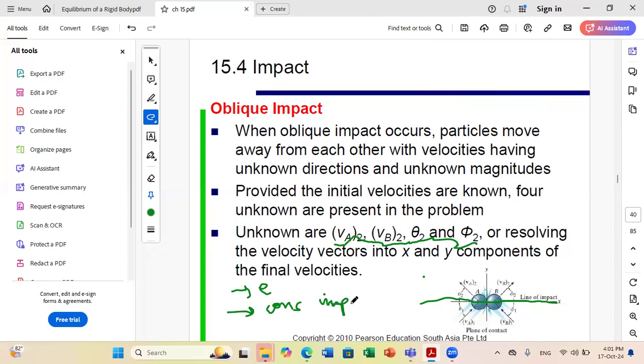Now, what about the 2 additional relations? If I know the line of impact, I can say that in the perpendicular direction, I have no change in velocity. So I can say that VA1y equals VA2y. This is equation number 3. And VB1y equals VB2y. This is equation number 4. So I end up with 4 equations with 4 unknowns. So I can determine VA2 magnitude, VB2 magnitude, and the direction of my velocities. I will do an example on this.